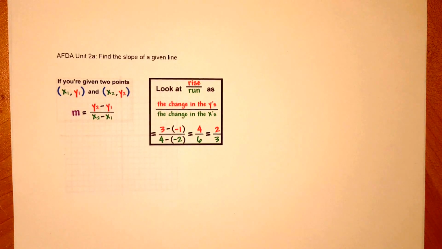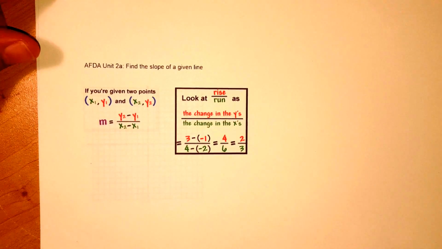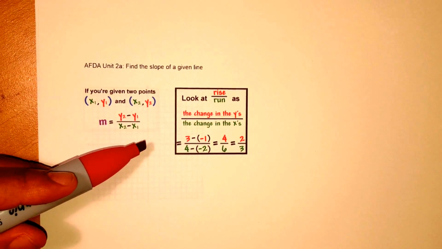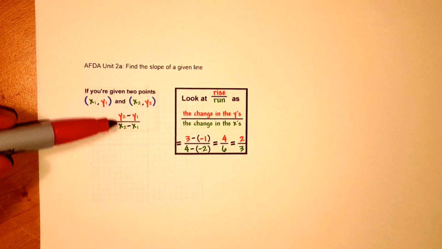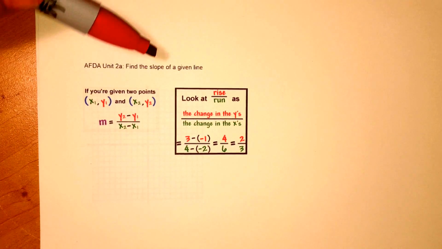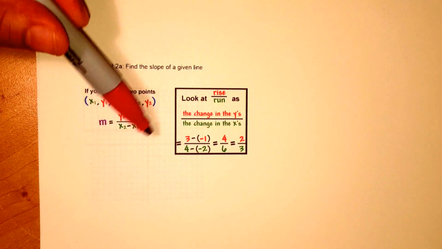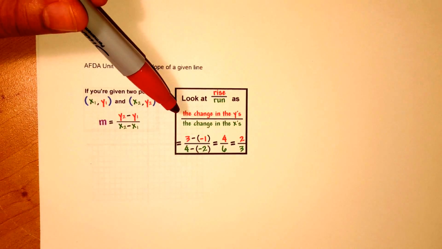All right, so this is AFDA Unit 2. We're going to start off this week talking about slope and how to find the slope of a line. If you look right here, we have our equation. It's just the difference in our y coordinates divided by the difference in our x coordinates. So y2 minus y1, x2 minus x1. Real simple. You may have heard it called rise over run, the change in the y's.